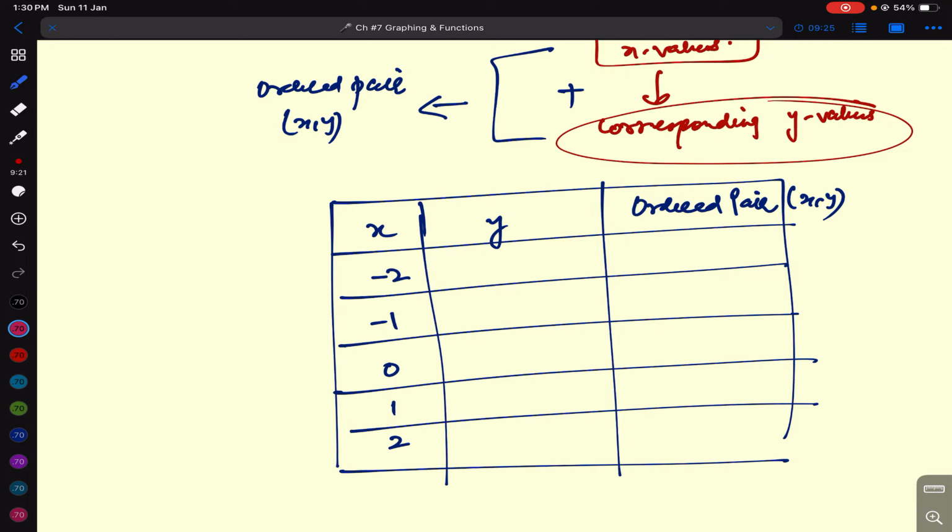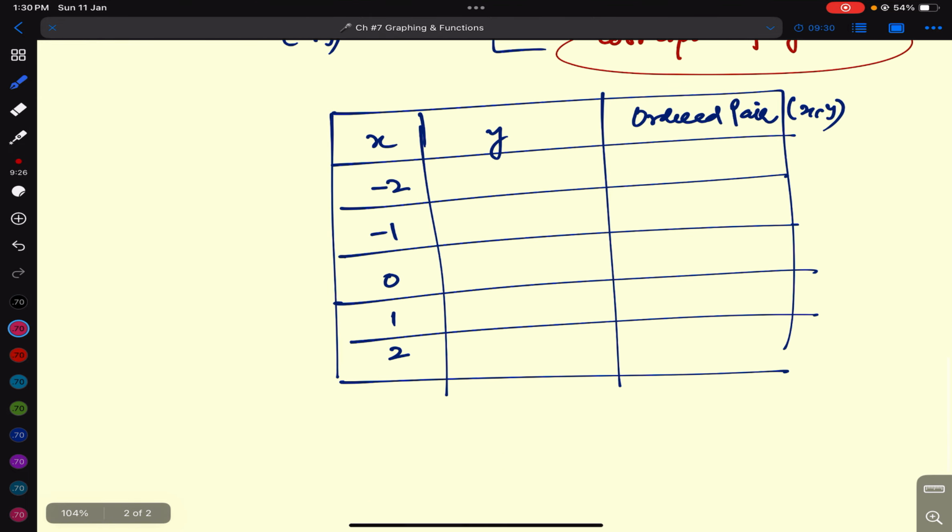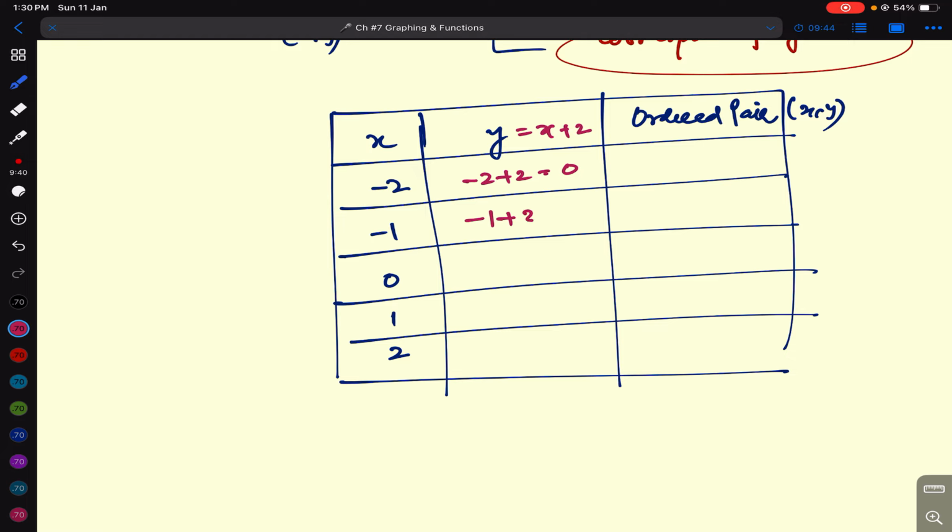Now their corresponding y's will be, so now we know that the equation is y is equal to x plus 2. So now you can substitute these x values and find their corresponding y's. When x is -2, y will be -2 plus 2, which is 0. When x is -1, y is -1 plus 2, which is 1. When x is 0, this is 0 plus 2, which is 2. When x is 1, 1 plus 2 is 3. And when x is 2, this will be 2 plus 2, which is 4.